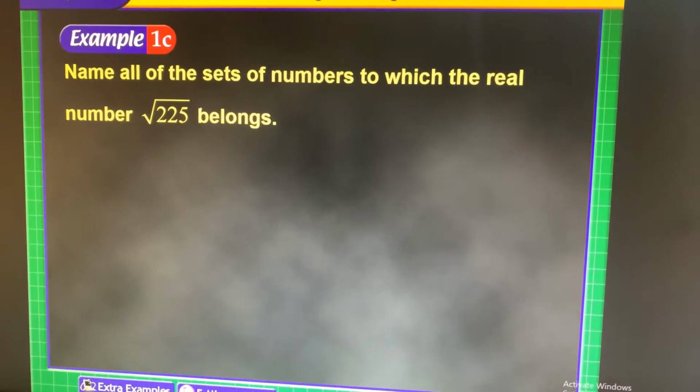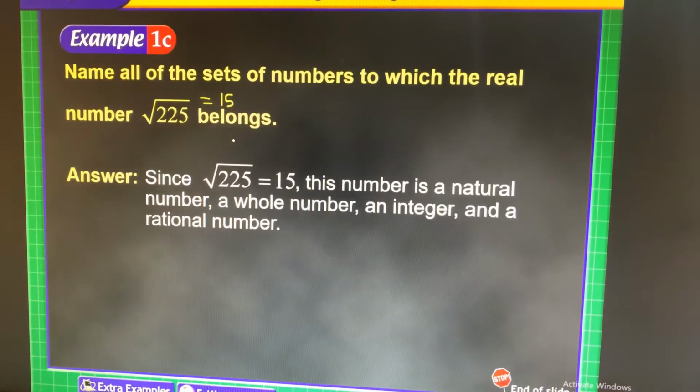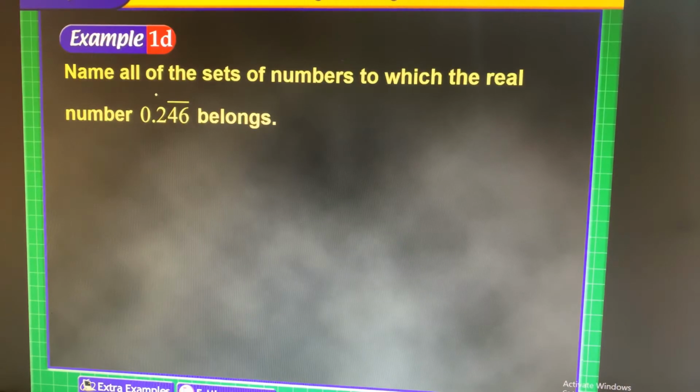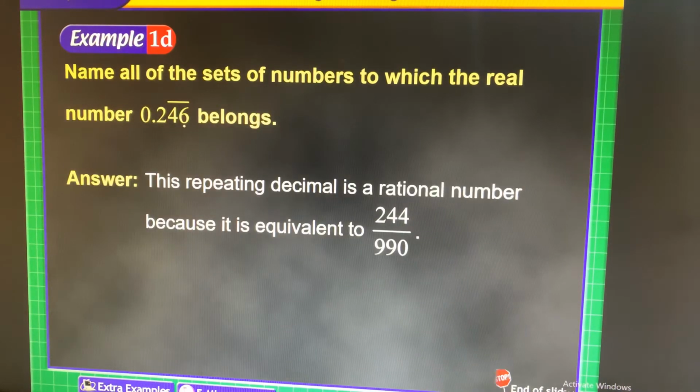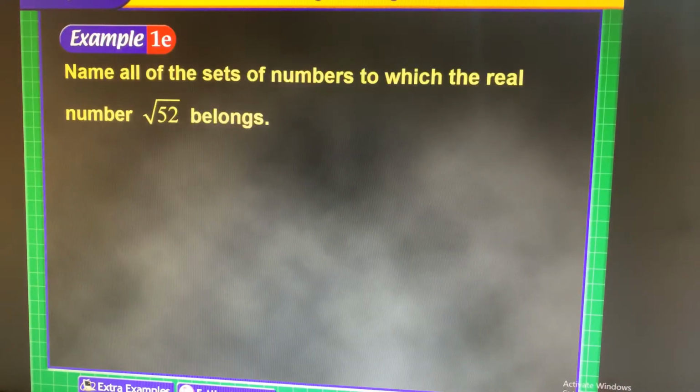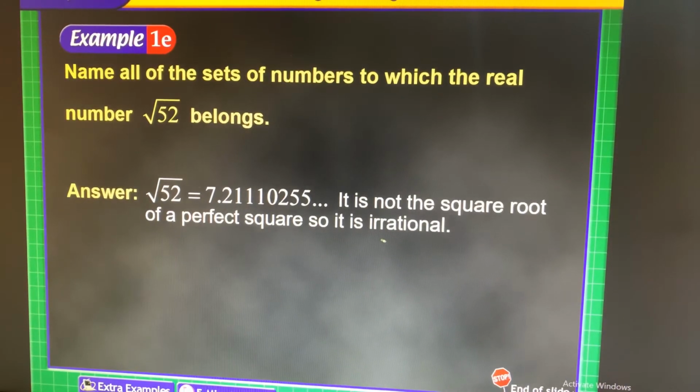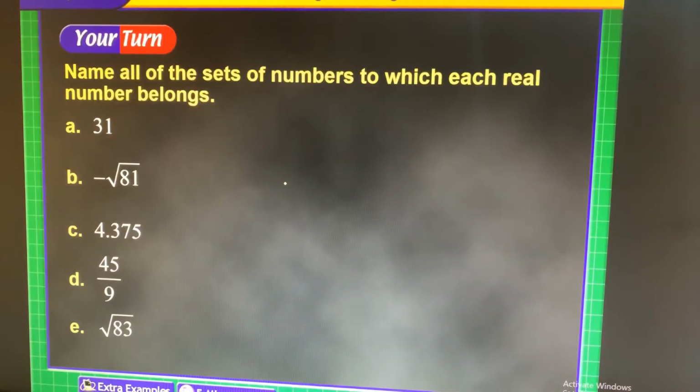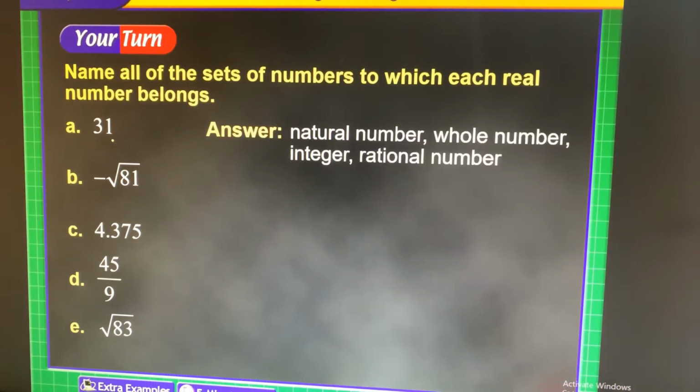Square root of 225, make sure you simplify before you identify. It's natural, it's whole, it's an integer, and it's rational. Name all the sets that this belongs to. This is a repeating number. And remember, repeating numbers are rational. So it's just rational. Square root of 52 is not a perfect square. It goes on forever and ever. It doesn't repeat and it doesn't terminate, which makes it irrational. 31 obviously is all of them.